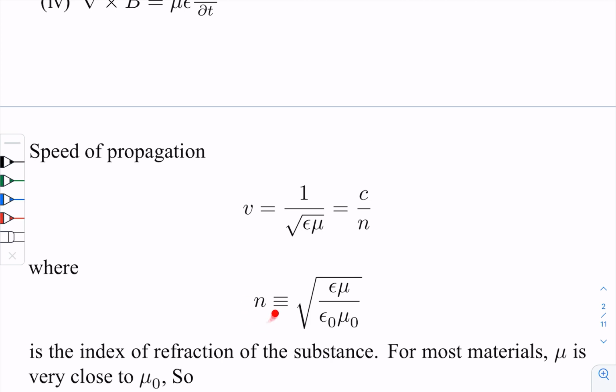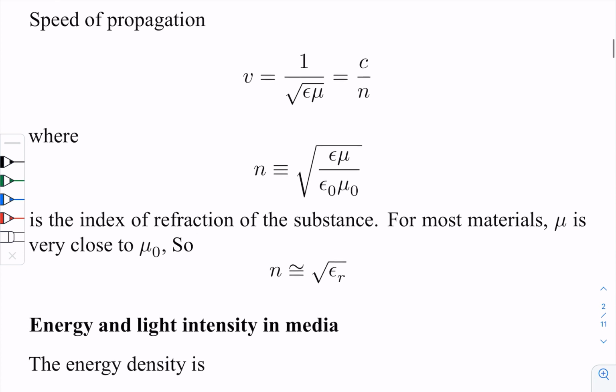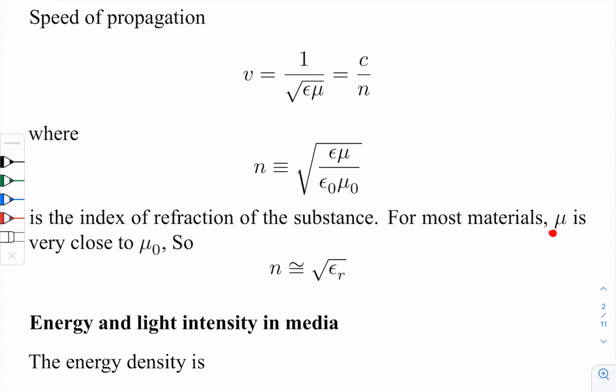Now, this index of refraction is typically larger than 1, and since mu is very close to mu naught, the index of refraction is typically defined by only the electric susceptibility, which is the square root of the electric susceptibility. But one thing I want to mention is that even though the index of refraction is a constant, it can still depend on the frequency of the light.